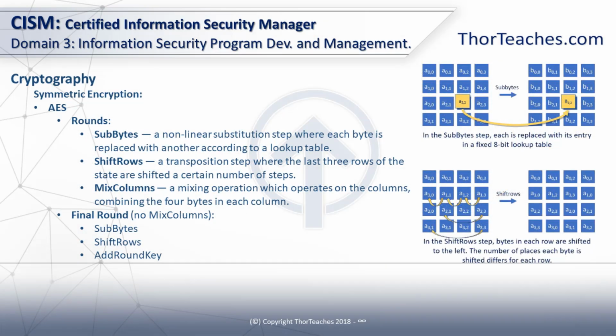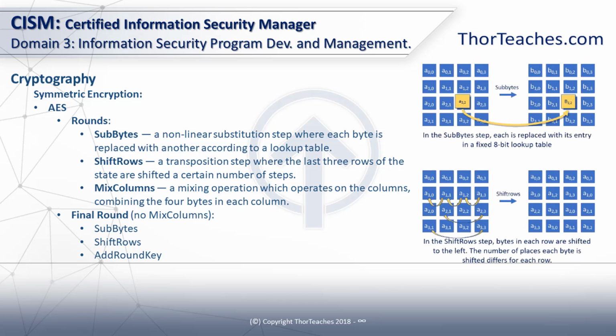In the SubBytes step, we use a nonlinear substitution where each byte is replaced with another using a lookup table. We'll then do a ShiftRows. If you look at the graphics here on the right, the A0 row is untouched. The A1 row, every byte is moved one step to the left. In the A2 row, every byte is moved 2 steps to the left. And the A3 row, every byte is moved 3 steps to the left. So for the ShiftRows, if you look at the A3 line, it started out with A3,0, A3,1, A3,2, A3,3, and we ended up with A3,3, A3,0, A3,1, and A3,2.